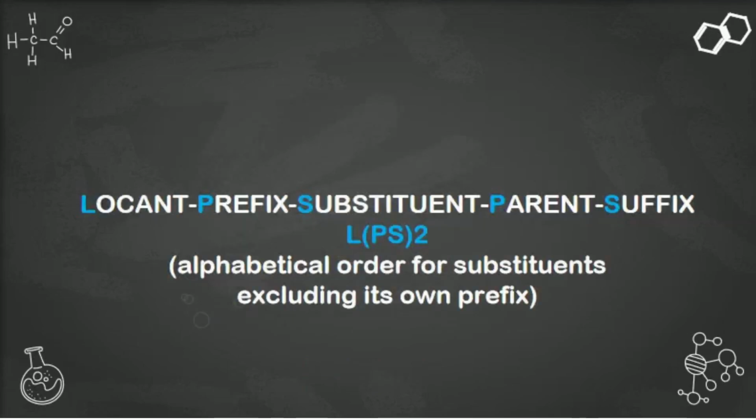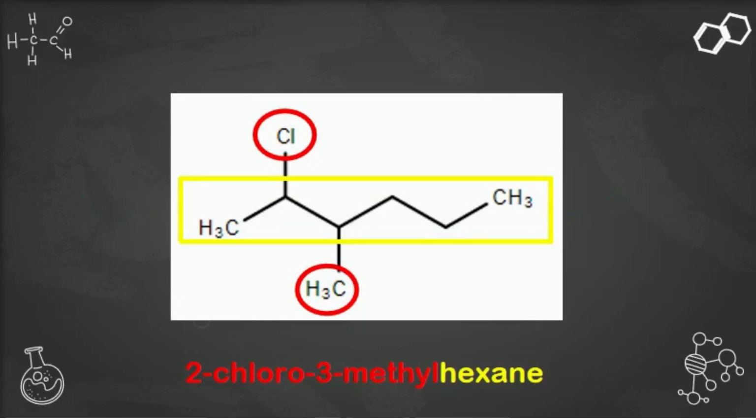This time let us combine them. So again we have locant, and then prefix if available, and then we have substituent, the parent and the suffix. Alphabetical order for substituent excluding its own prefix. We have in here alphabetical order of substituent, so chloro comes first before methyl. We have 2-chloro, 3-methyl, and then hexane.